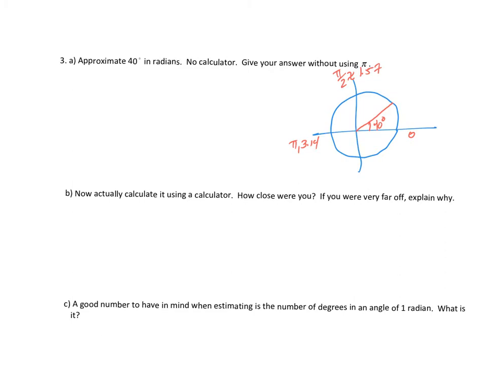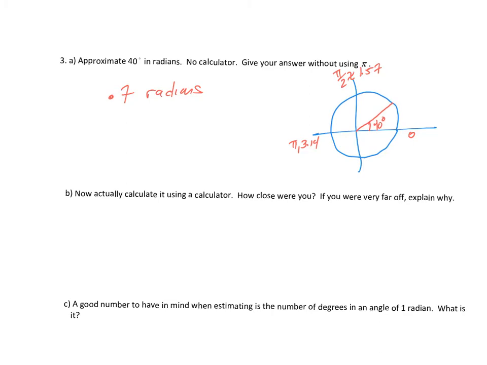So I don't know, I'll make up some guess. Maybe it's about half of 1.57, which would be what? Like a little less than 0.8. So it's less than 0.8. Let's say that this is about 0.7 radians, just as an estimate.